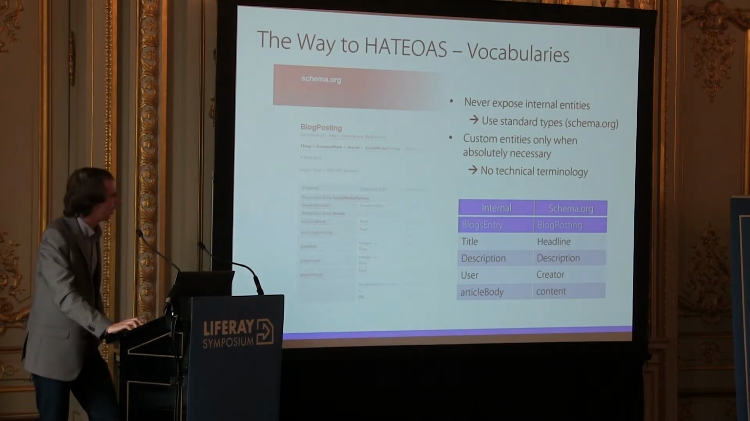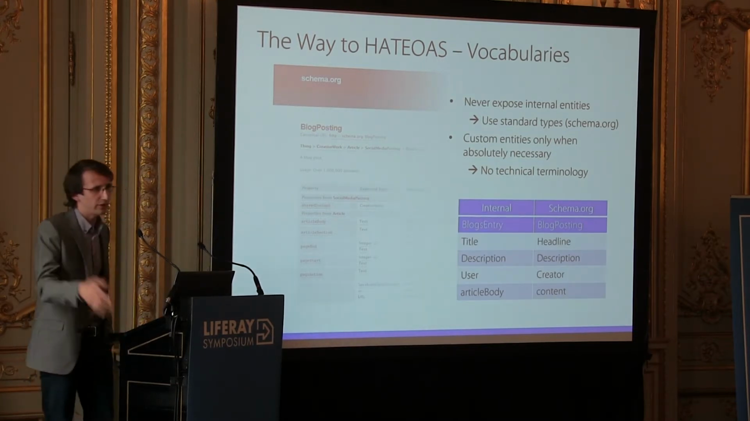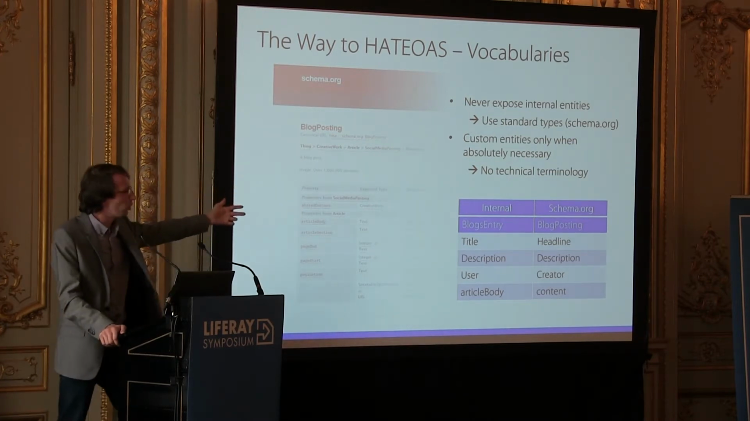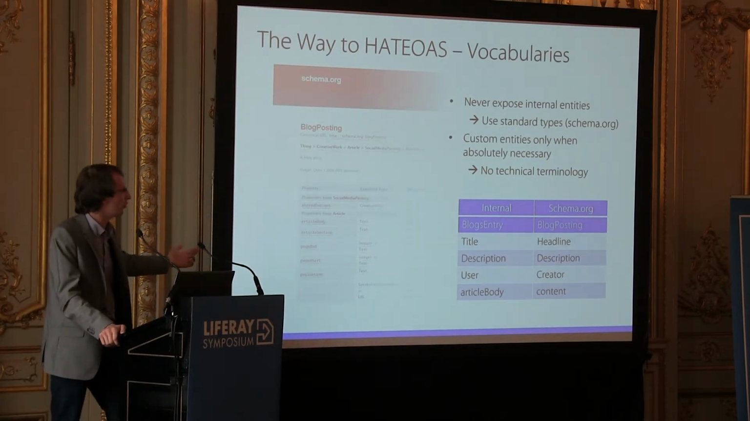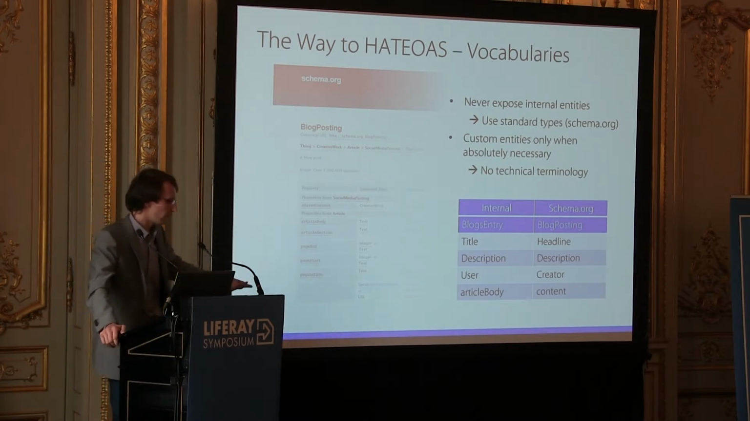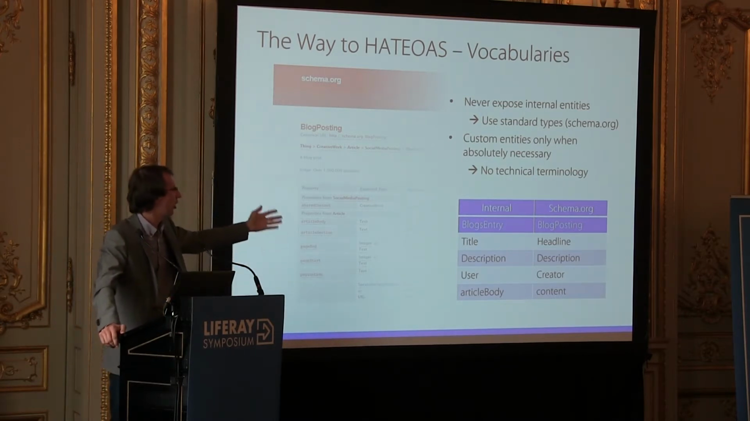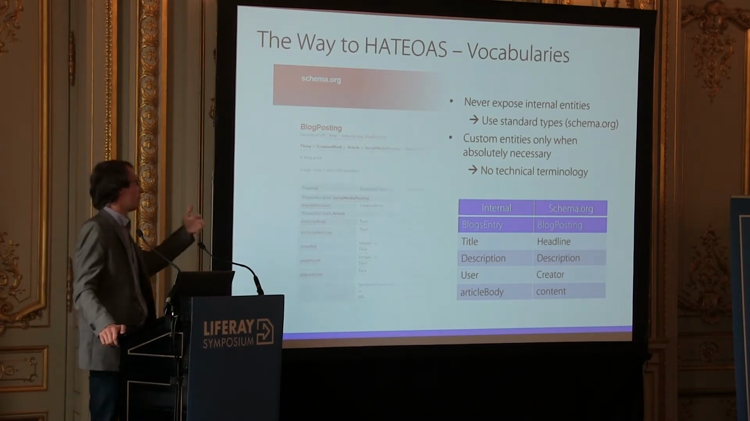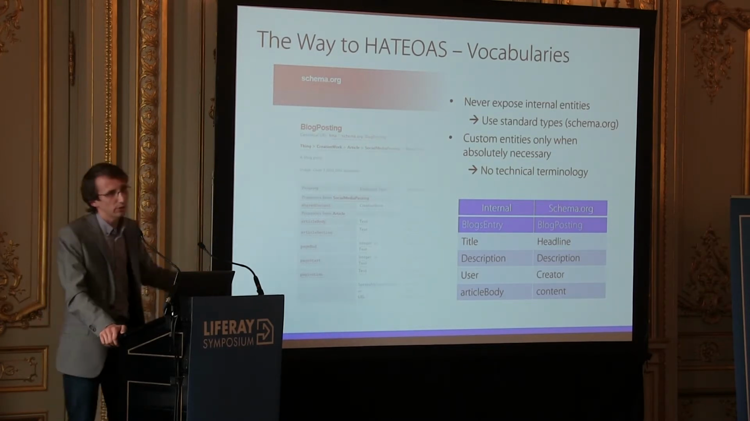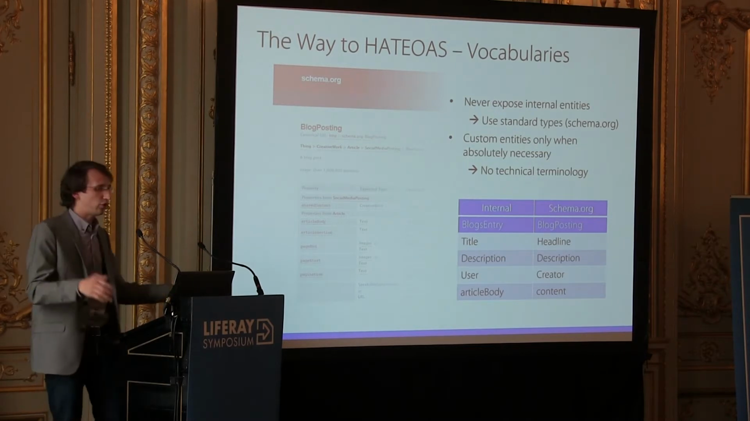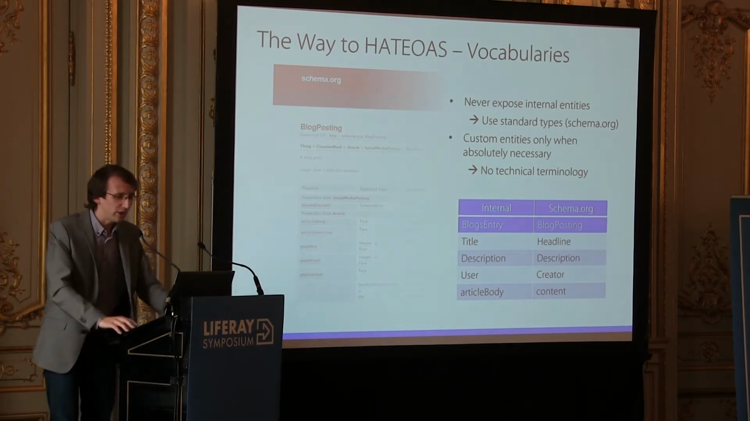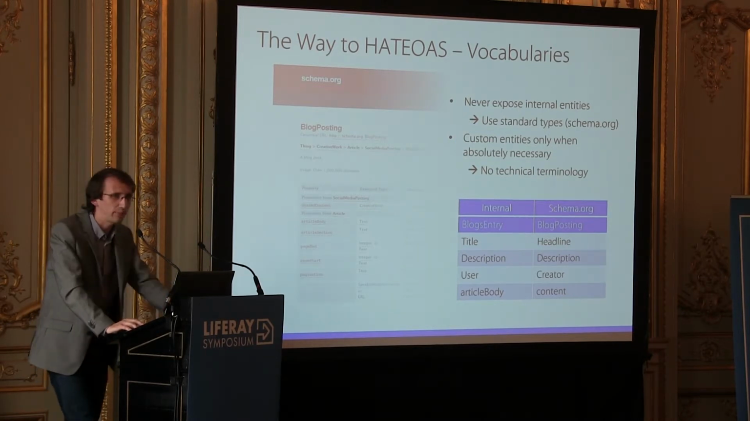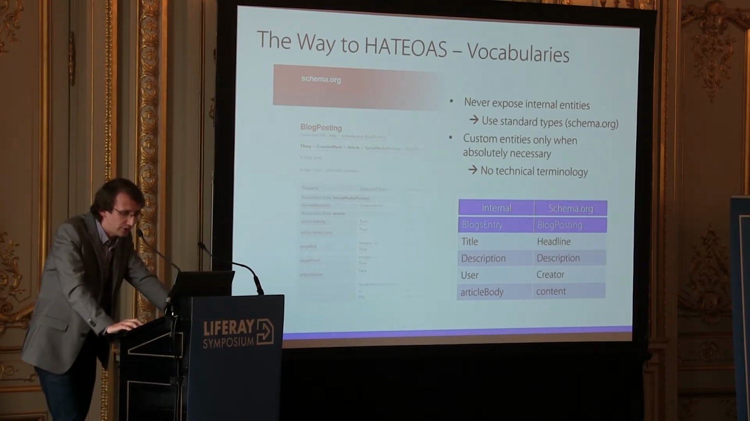So here's an example for our blogs entry that we have in Liferay. We would say it's a blogs entry. Schema.org calls it a blog posting, right? And then the properties for that entity: for us, it's called title. For schema.org, it's called headline. We call it a user. Schema.org calls it the creator, and so on. So we are mapping these kinds of properties from a shared vocabulary to our own entities.